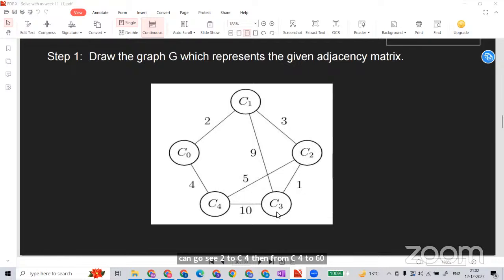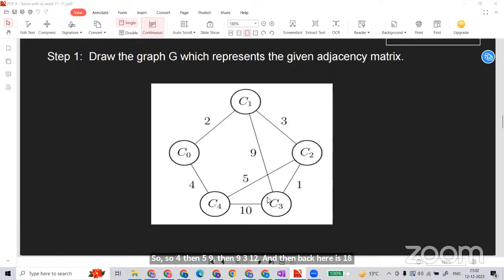But the minimum cost will not be in that direction. So what direction would be good? From C0 we have to go to C4, then C2, then C1, and then C3, then back to C3. So 4, then 5 makes 9, then 3 makes 12, and then back here is 18.